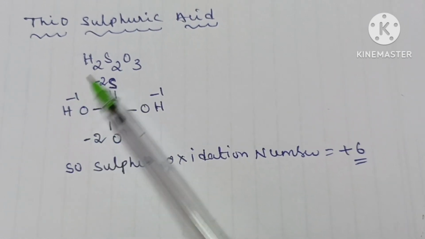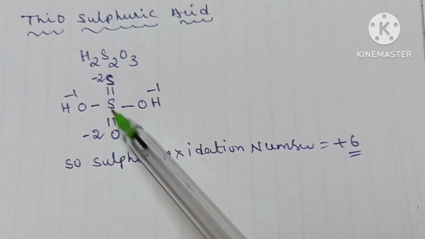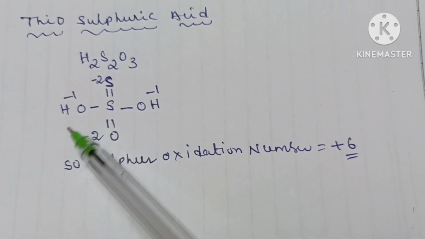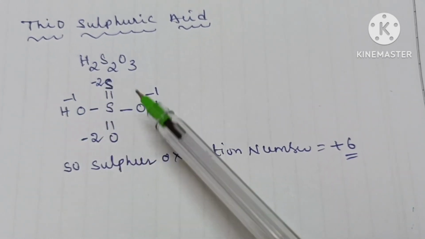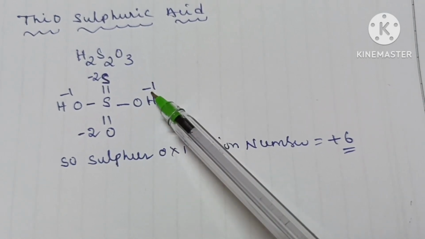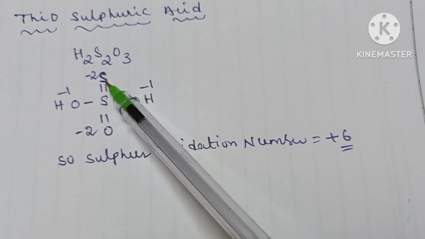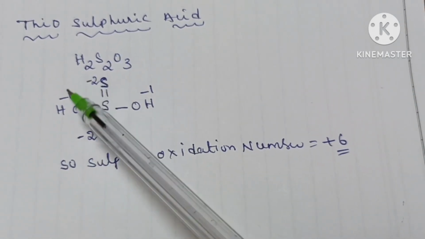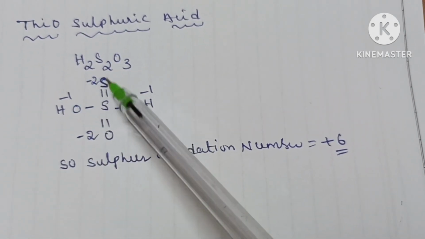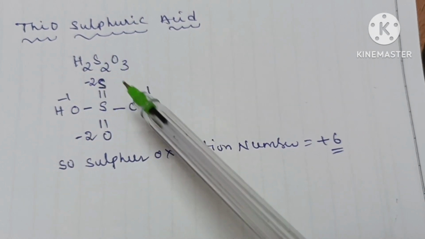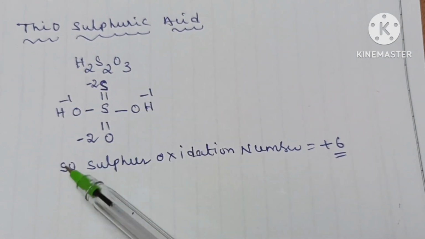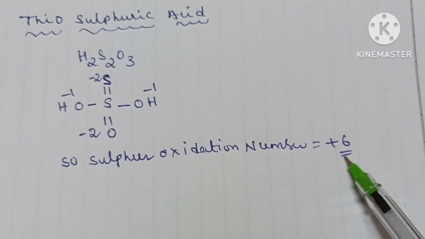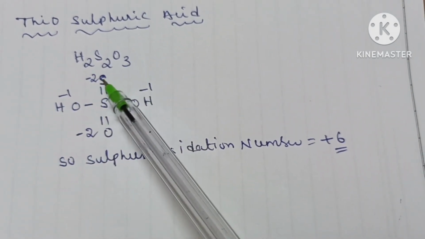How to find out the oxidation number of sulfur? Oxygen oxidation number is -2, OH is -1, another OH is -1, and the other sulfur is -2. Calculate -2 plus -1 is -3, plus -2 is -5, -5 plus -1 is -6. So the central sulfur oxidation number is +6. The other sulfur oxidation number is -2.